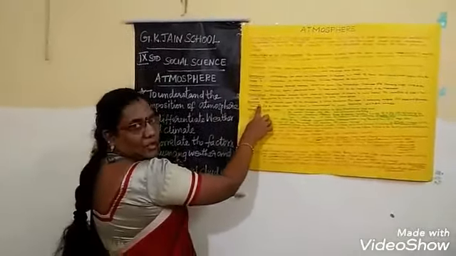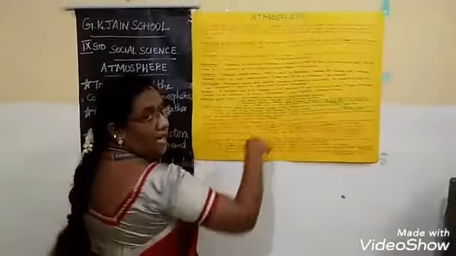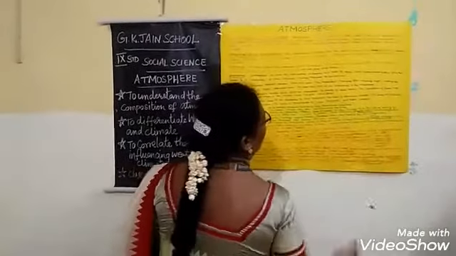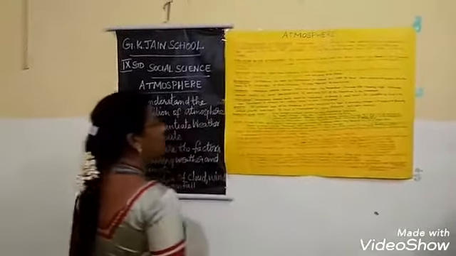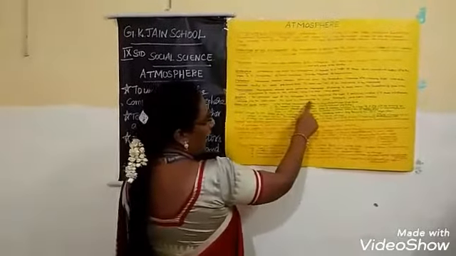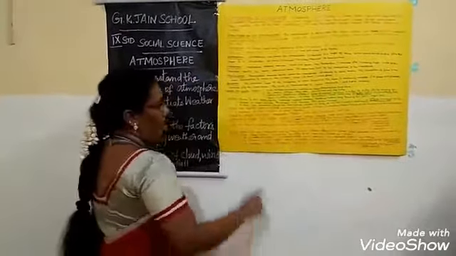Next one is exosphere. The uppermost layer of the atmosphere is called exosphere. This layer is extremely rarefied with gases and gradually merges with the outer space. It is characterized by aurora australis and aurora borealis.